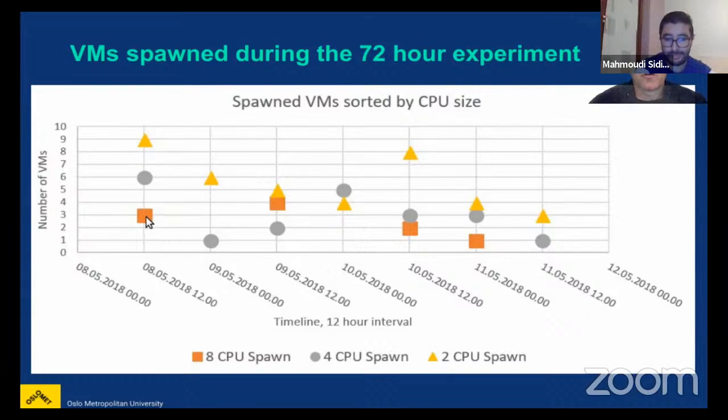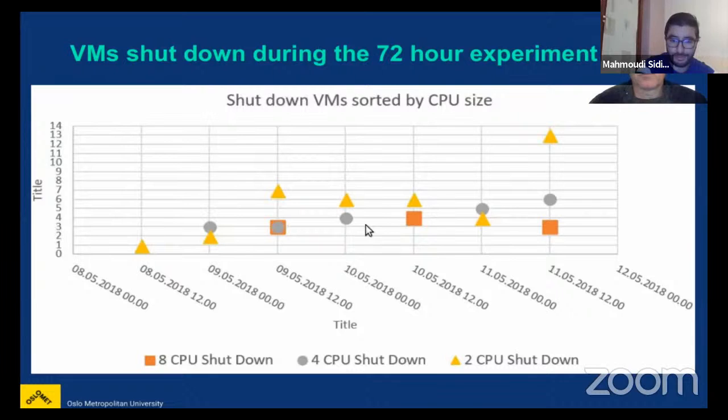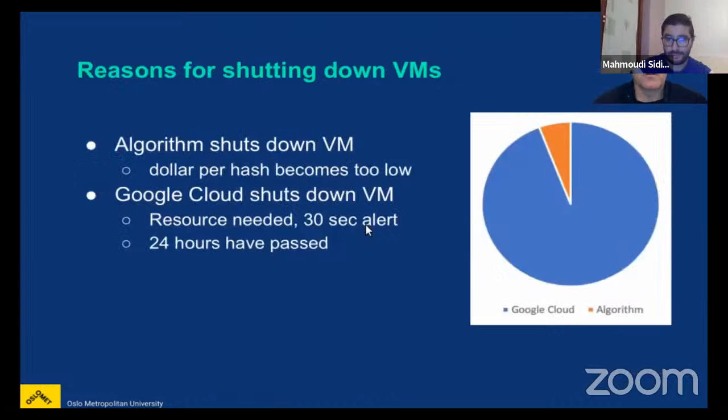So some 8 CPU VMs were started, and some 4 and some 2. And all the time VMs were also stopped. This could be due to the algorithm or due to Google shutting down the VMs, and then the scripts had to find new ones. Most of the time, the reason for shutting down VMs was that Google just closed down the VMs. But sometimes the algorithm found better VMs and shut down the running one to find a more optimal solution.